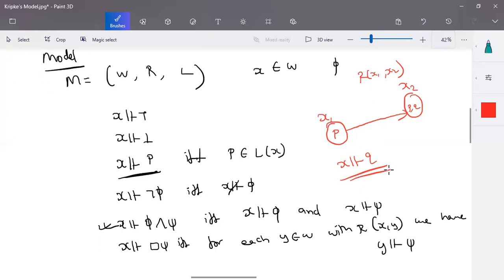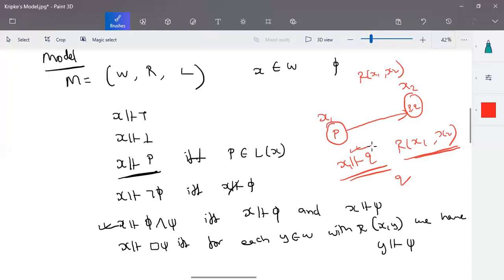Q, this actually means that for all the Y, or Y in the sense all the world, for all the worlds that are in the relationship with X1, I just give it as X1. So the world that is connected with X1 is X2. For all this, if this Q is present in the labeling function, then you can write it as this.